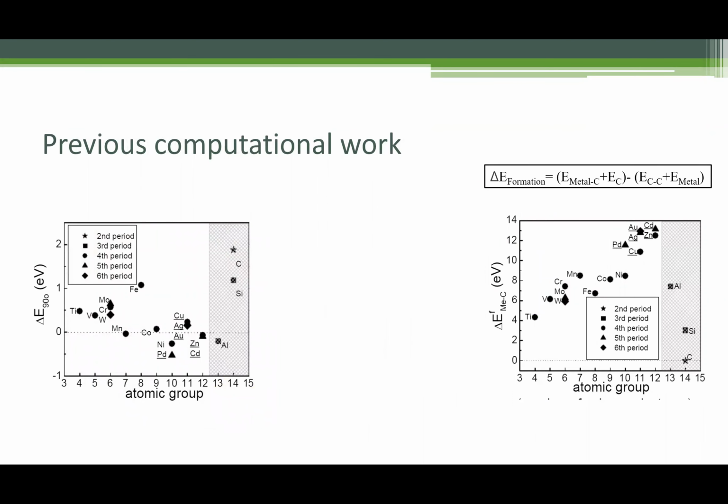Now I'm gonna talk about some observations from previous computational work. In the left plot, the y-axis represents the energy difference before and after changing the bond angle from 109.5 degrees to 90 degrees. And on the right is the formation energy of metal incorporated carbon films.